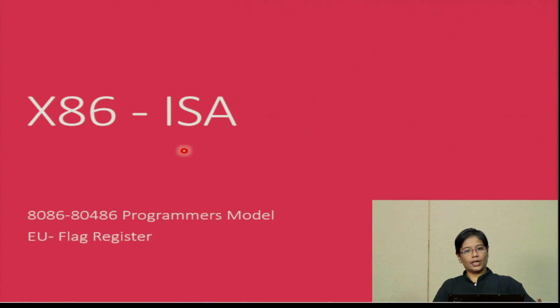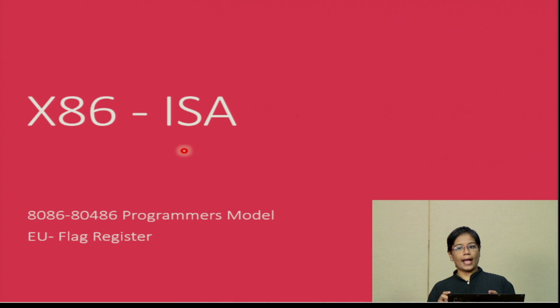So in this session, we'll continue with the programmer's model of 8086 to 80486 processor. We are actually looking at a part of the execution unit only. This is in continuation with the previous session. If you have to understand what is happening in this session, you should have gone through the previous session completely.